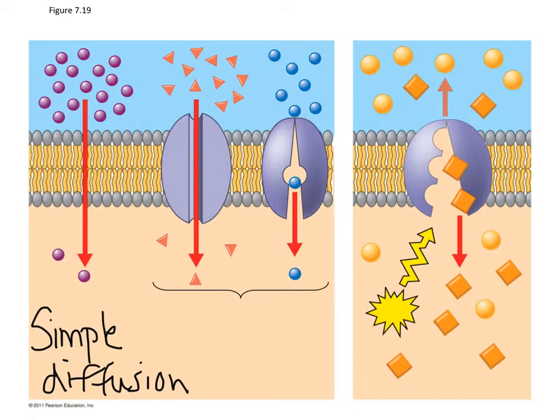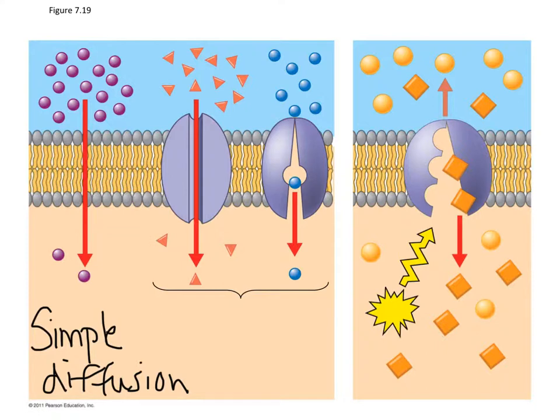We have scenarios where the solutes can't get through on their own. So they need helpers. There are two different types of helpers here. They're both proteins. There's one that's a channel. We call that a channel protein. And then there's one that changes shape. We call that a carrier protein.